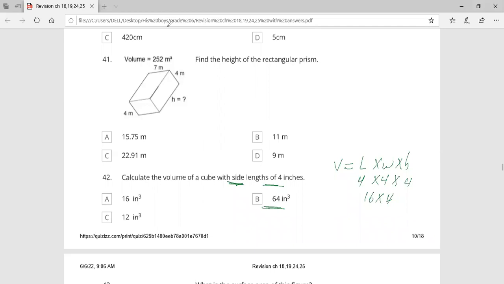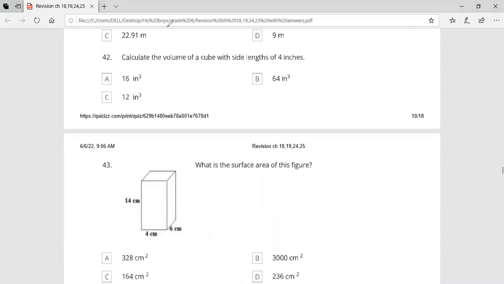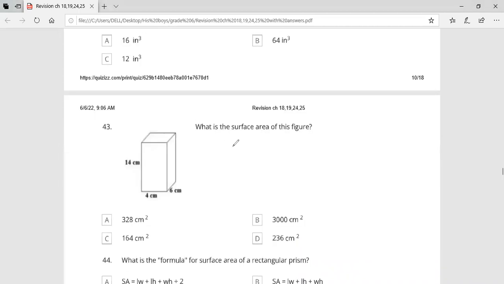Okay, the next one. Number 43, how to get the surface area. Surface area equals length multiplied by width, plus width multiplied by height, plus length multiplied by height, like this, all multiplied by 2. How to get it? We have the length, width, and height. You do like a circle, like this. After that, multiply, then add, and multiply by 2. How to get it like this?